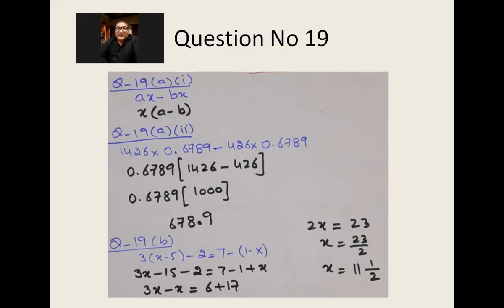So in the first part, I will take 0.6789 common. So you will have 1426 minus 426, so that will be 1000. 1000 will multiply with 6789, so the decimal point will move 3 steps to the right. So the final answer will be 678.9. 678.9 is the answer. I hope that you have understood.